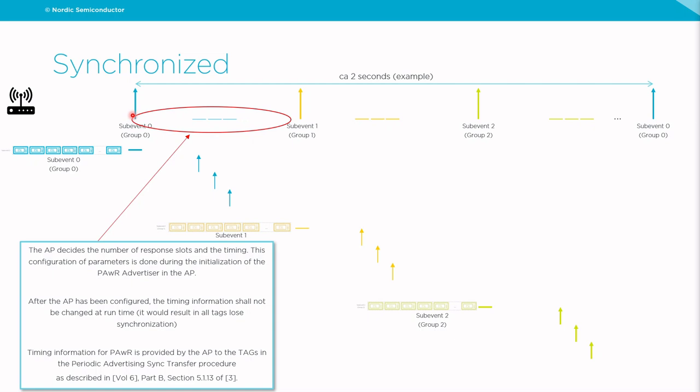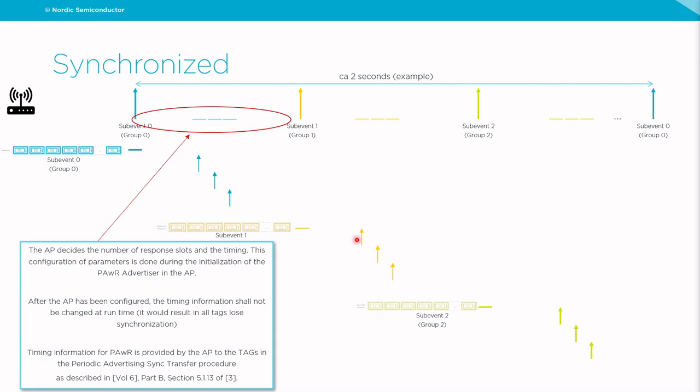Now the tags in this group can wake up at the right time and can receive commands from the access point included in the payload of the advertising packet in subevent 0. The tags can then respond in some specific response slots and then go back to sleep. The access point then will send other commands in subevent 1 addressing group 1. And here we have all the tags in group 1 waking up, processing the commands, and sending responses back if needed, and then going back to sleep.